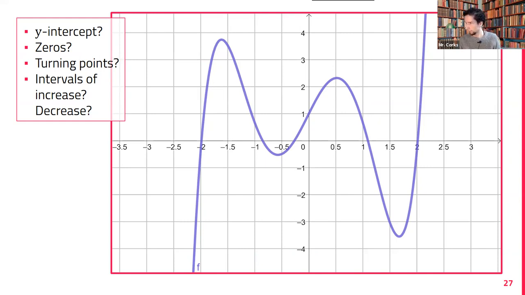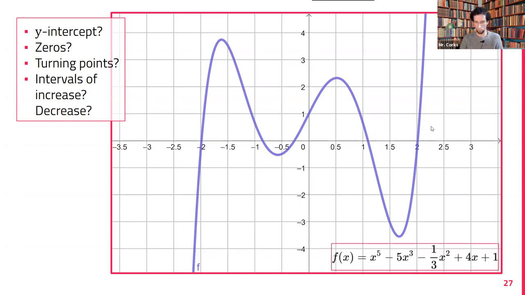Sorry, Professor Corks, I have one question. Yep. I want to know about the exponent. Let's say that x is in the exponent of n. So the n is the maximum number of x-intercepts? Yes. So we'll do it with this example here.